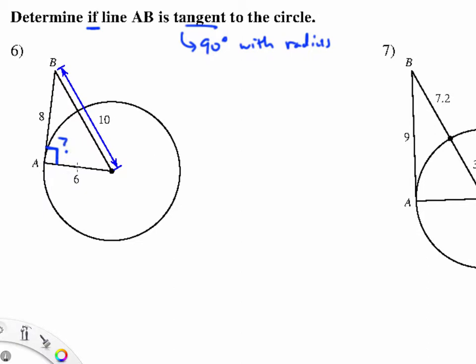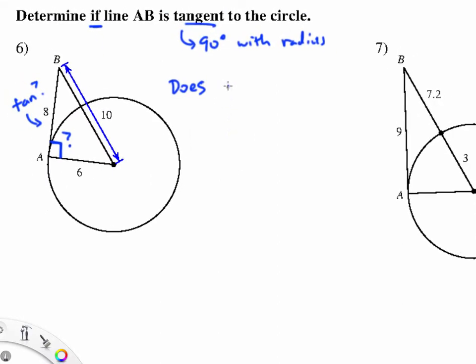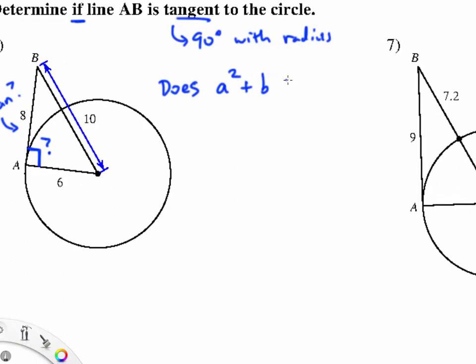Tangent, question mark. Is this a tangent line? Is this only touching one time? If this is a tangent line, then this should be 90 degrees. Well, there's a quick and easy way to check if something is 90 degrees. That's to check, does the Pythagorean theorem hold? In other words, does a squared plus b squared equal c squared? If it does, then this is good to go.